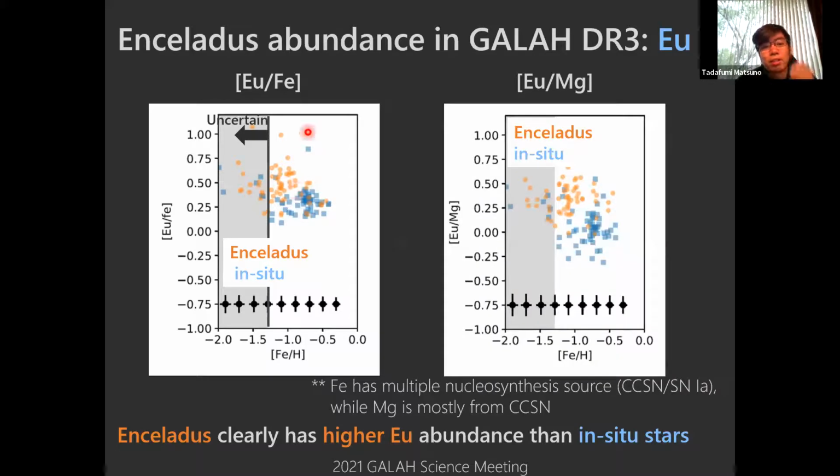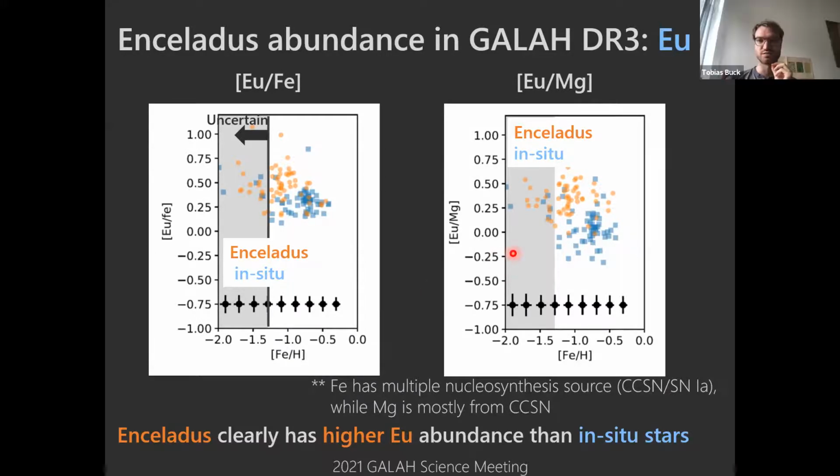We also plot this abundance ratio relative to magnesium abundance, so plotting europium over magnesium as a function of metallicity. Actually, this is a better indicator when we discuss r-process contribution in the system, because compared to iron, magnesium has a simpler nucleosynthesis origin. While iron can be produced by either core-collapse supernovae or type Ia supernovae, magnesium is mostly produced by core-collapse supernovae. So we can study the contribution of r-process nucleosynthesis relative to the chemical enrichment by core-collapse supernovae.